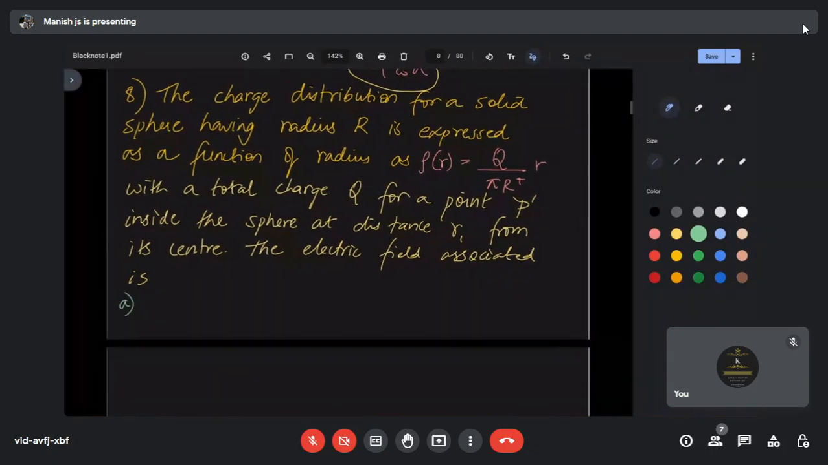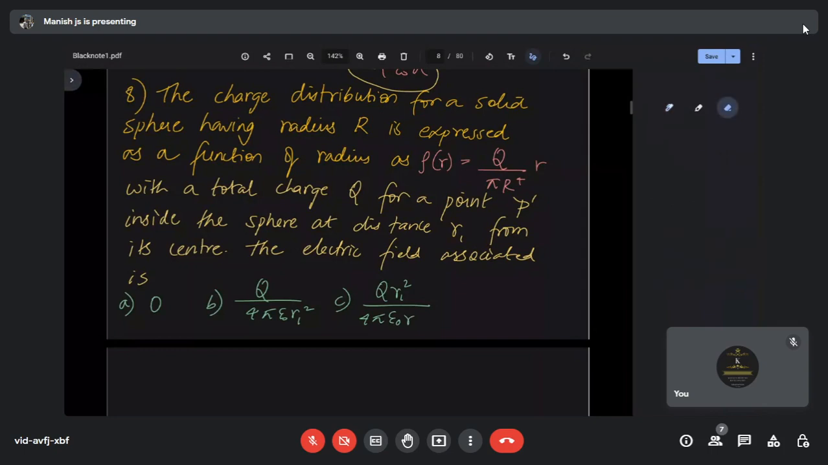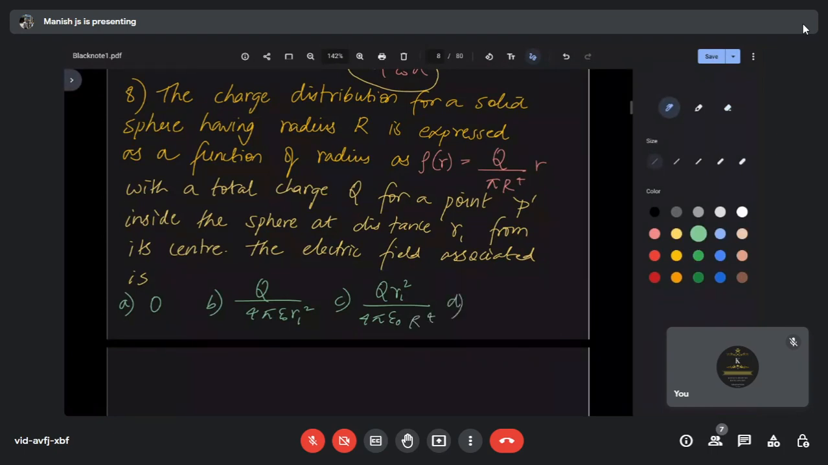option A 0, option B q upon 4 pi epsilon naught r1 square, option C q r1 square upon 4 pi epsilon naught capital R power 4, and option D q times r1 square upon 3 pi epsilon naught R power 4. Yes. 0. Why is it 0?